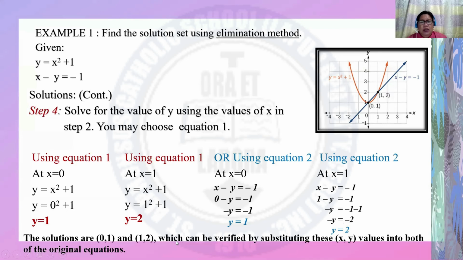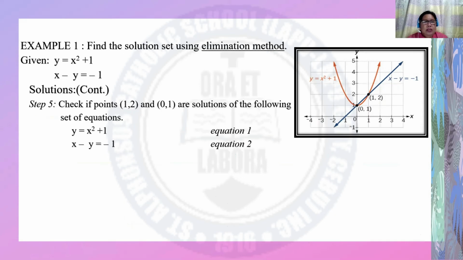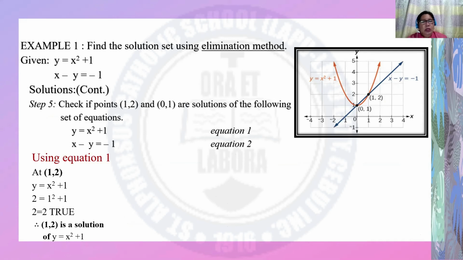Therefore, the solutions are the points with coordinates 0, 1 and 1, 2, which can be verified by substituting the coordinates, the x and y values, into both of the original equations. So step 5, check if points with coordinates 1, 2 and 0, 1 are the solutions of the following set of equations. Equation 1 at coordinates 1, 2. So substitute 2 to y and 1 to x. And the statement is true. 2 equals 2.